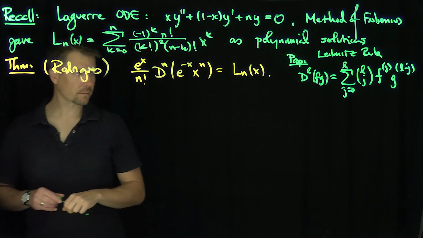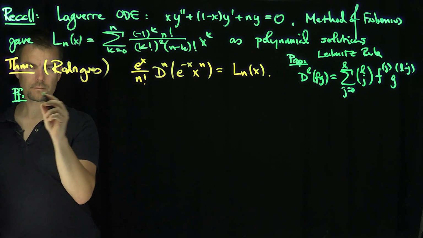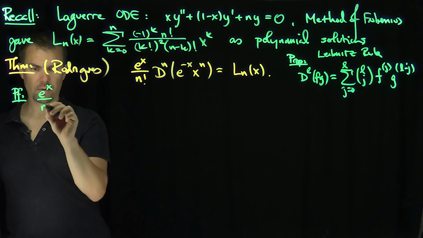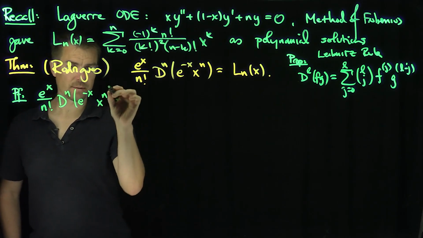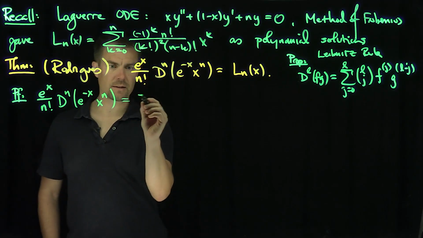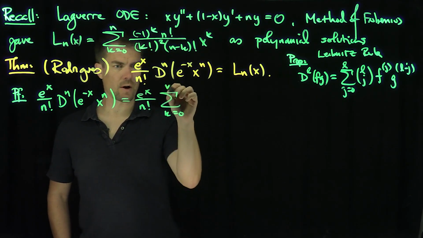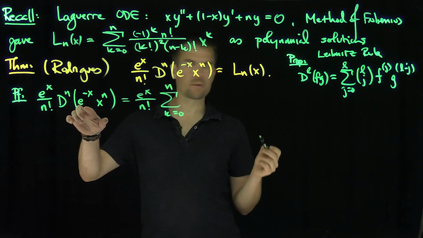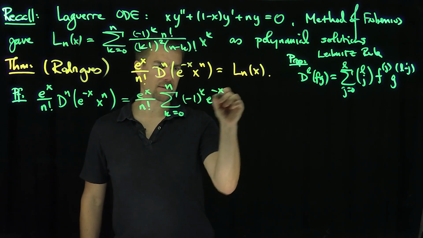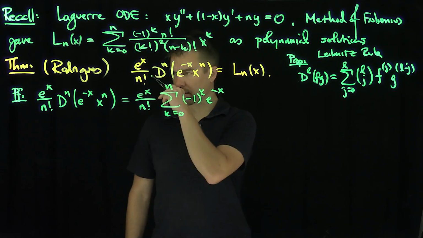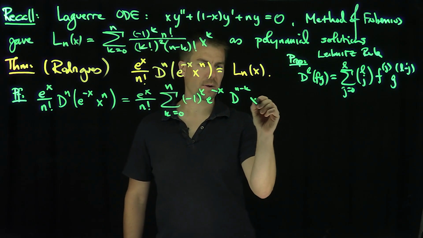Okay, so let's do that. I'm going to apply Leibniz. So e to the x over n factorial, d^n of e to the negative x times x to the n, is going to be e to the x over n factorial, the sum, k goes from 0 up to n, and I'm going to do k derivatives of e to the negative x. K derivatives of e to the negative x is negative 1 to the k, e to the negative x. That's easy to do. And then n minus k derivatives over here of x to the power of n.